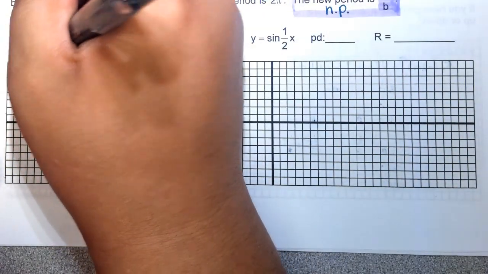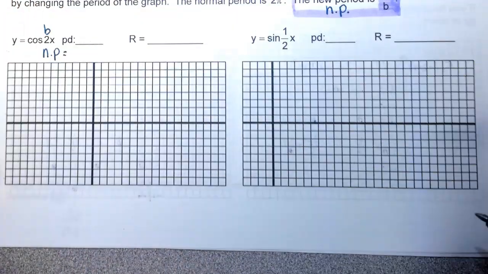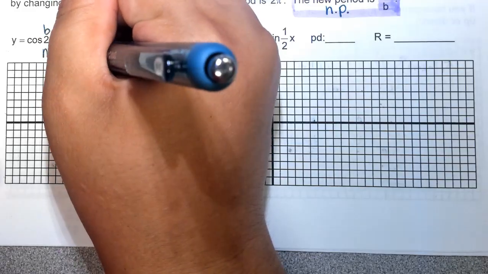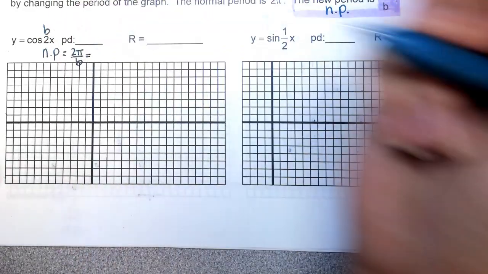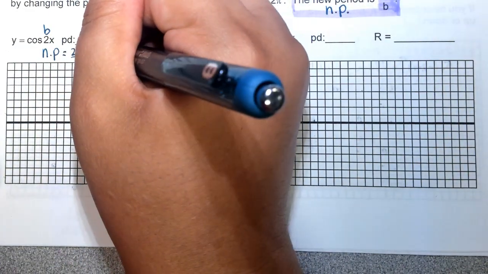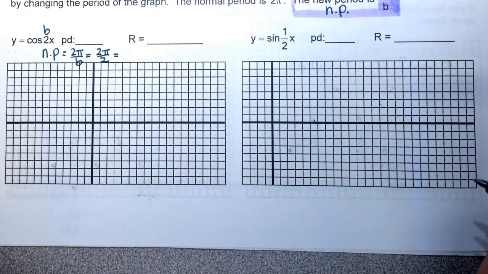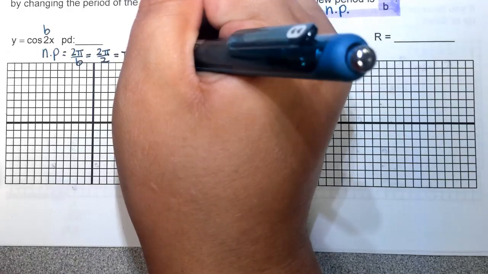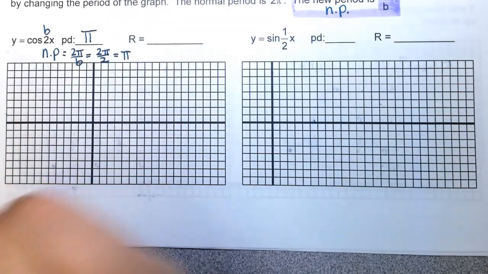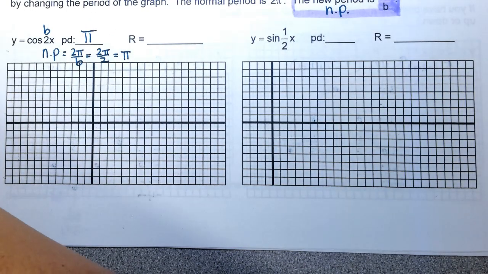So how do I find my new period? 2 pi divided by b. Well, what is my b value here? 2 pi divided by 2. What is 2 pi divided by 2? Pi. Just pi. So my new period is pi. What questions can I answer so far?